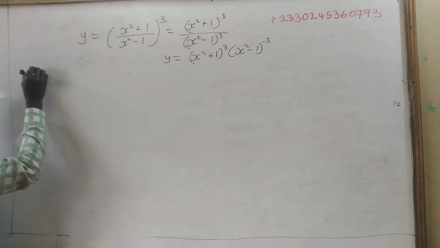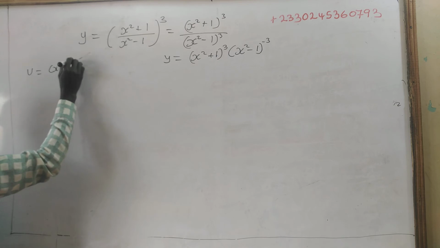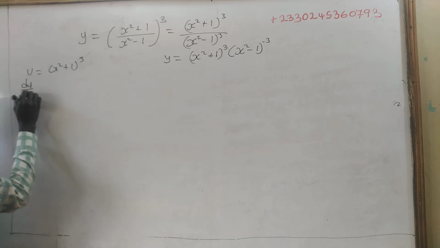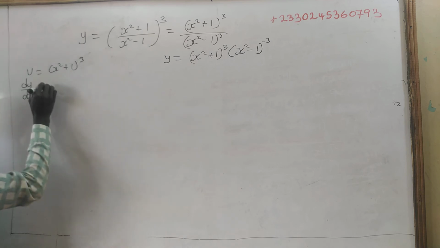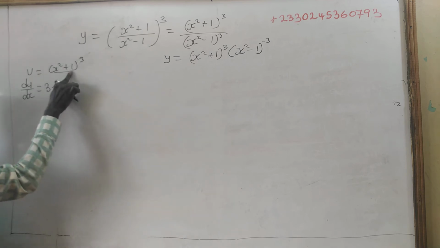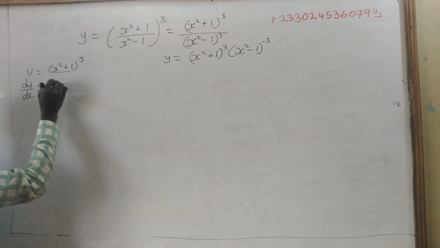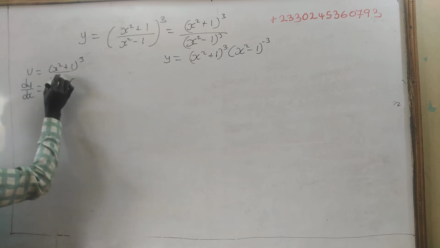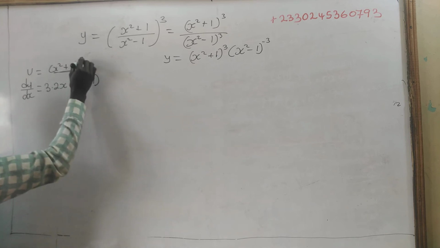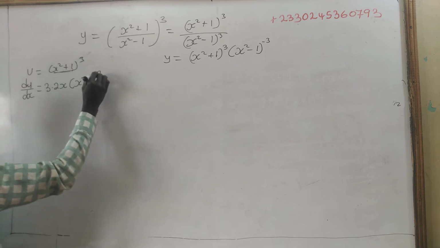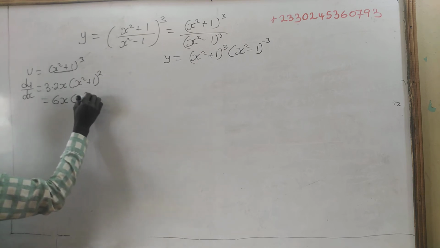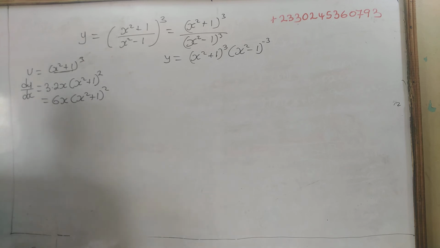So here we take u to be equal to x squared plus 1 to the power 3. The derivative of u with respect to x will be 3 will come here. So 3, differentiate what is inside here. If you differentiate 1, you get 0. If you differentiate x squared, you get 2x, times what is inside, x squared plus 1. Then subtract 1 from the 3 to get 2. So this will be 6x times x squared plus 1 all squared.